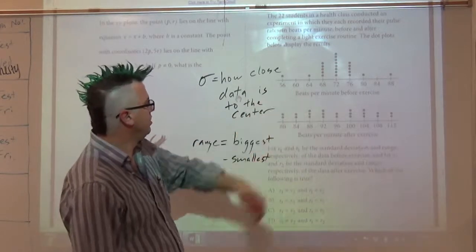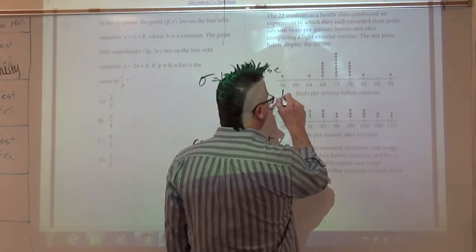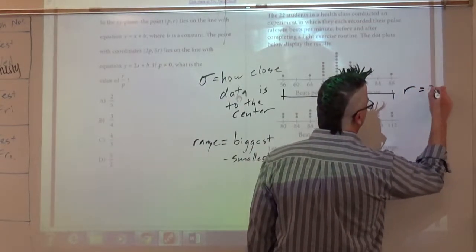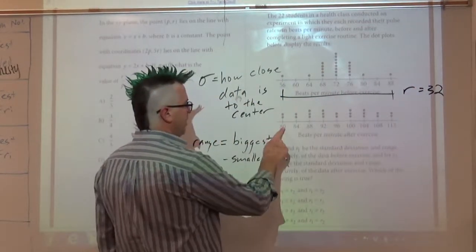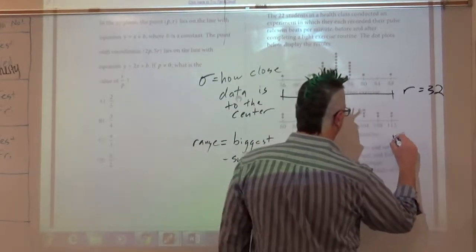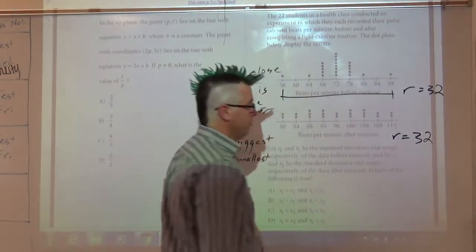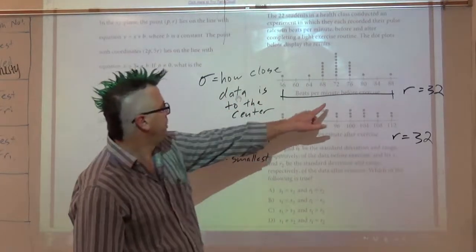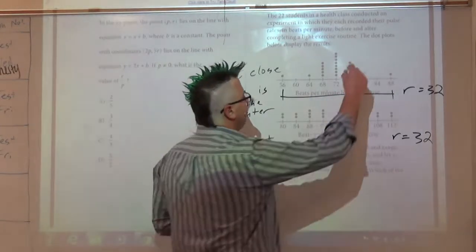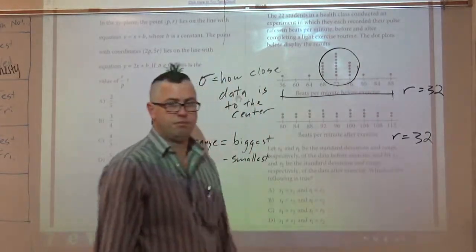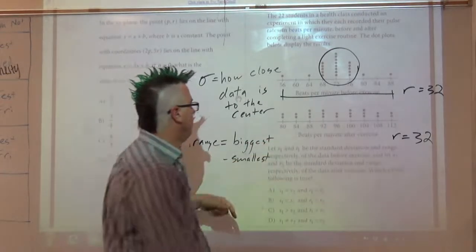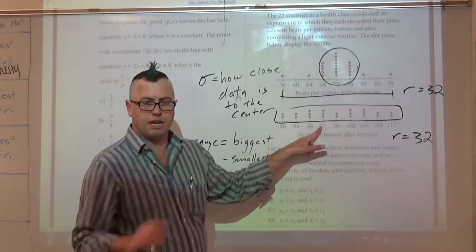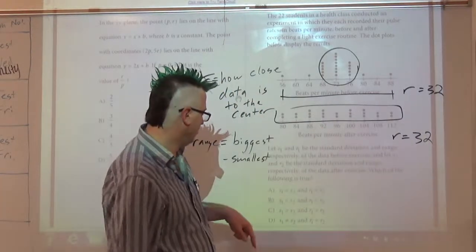So let's look at the range here. It went from 56 to 88. So you've got a range of 32 here. It went from 80 to 112. So you still have a range of 32 there. So the ranges are the same. But if you look, the beats per minute before, most of your stuff's right here in the center. And after, it's all spread out. So that means after is going to have a much bigger standard deviation.